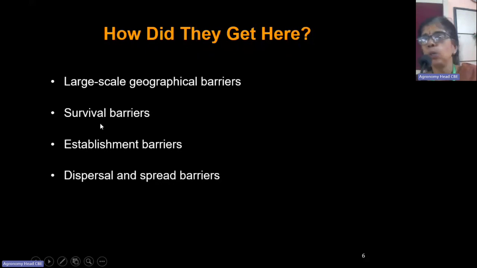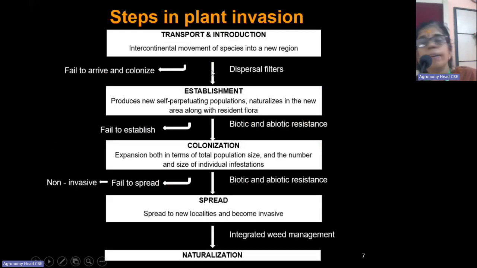So if a new plant species is able to survive, then it establishes, and then it will overcome its reproductive barriers. If these four steps are successfully passed, it becomes an invasive alien. So dispersal and spread are also very important in the case of invasives. These are the steps explained further.